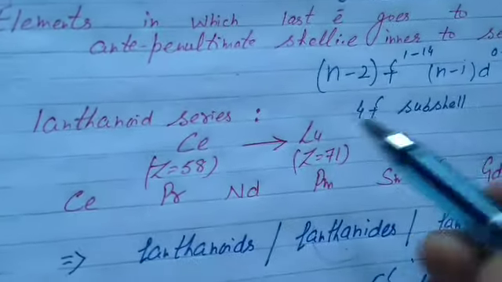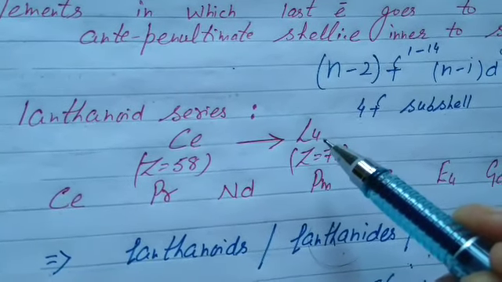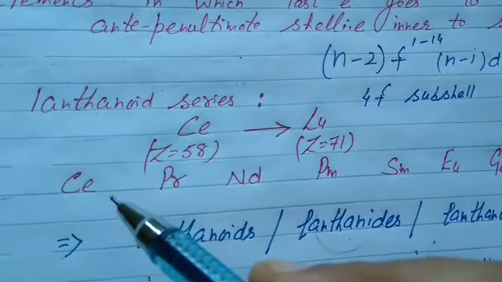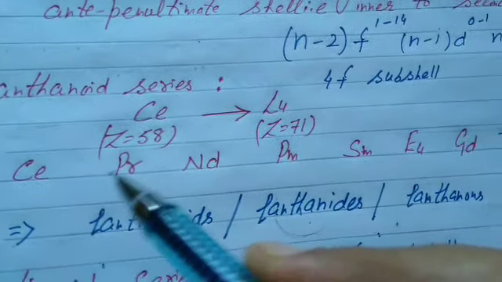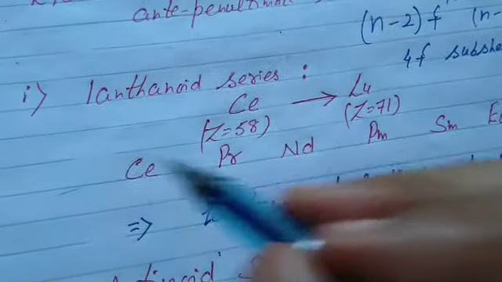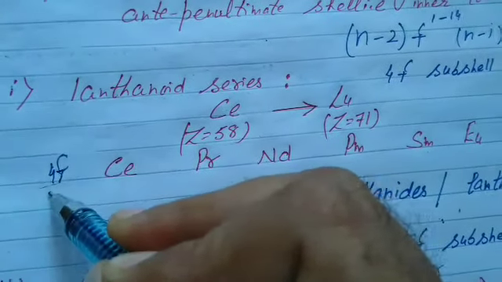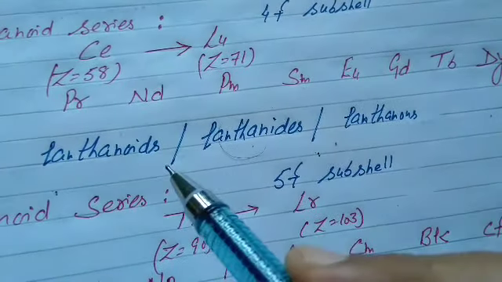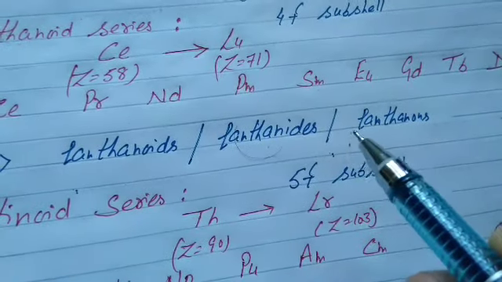Now, the first one is the lanthanoid series. After lanthanum, the 14 members are cerium to lutetium. Lanthanum is a transition metal. It is included in the lanthanoid series because it closely resembles the lanthanoids. These 14 members involve the filling of electrons in the 4f subshell. They are also called lanthanides or lanthanones.